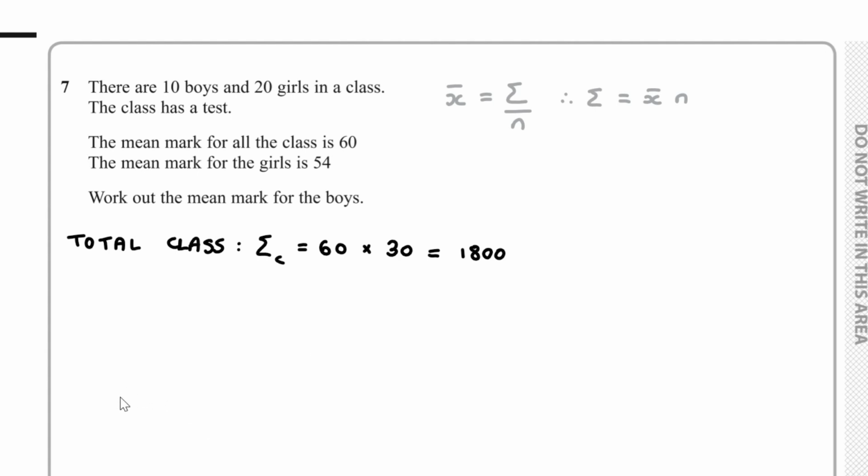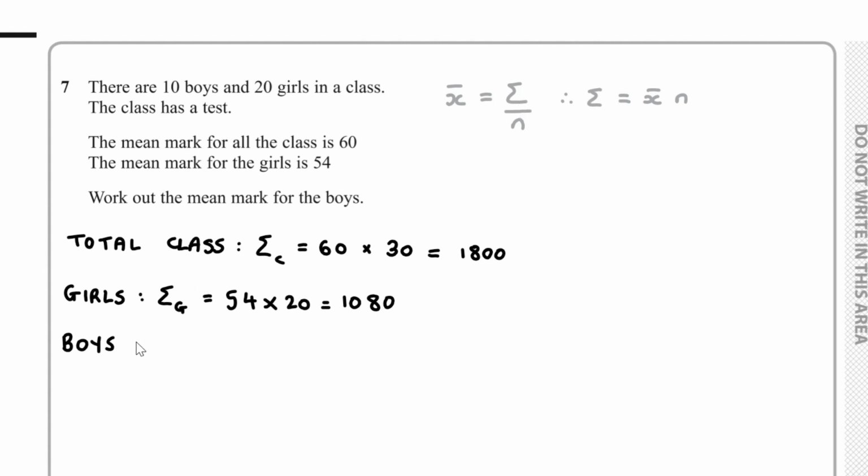So for the girls, we can find out their total score. We've got 54 for the mean mark, multiplied by the number of girls, which is 20. So the total marks for the girls is 1080.